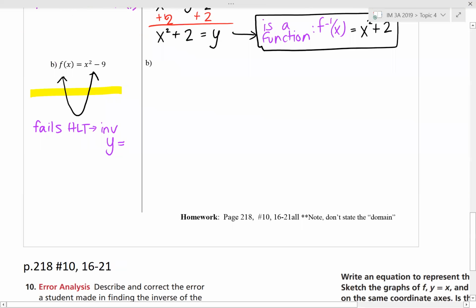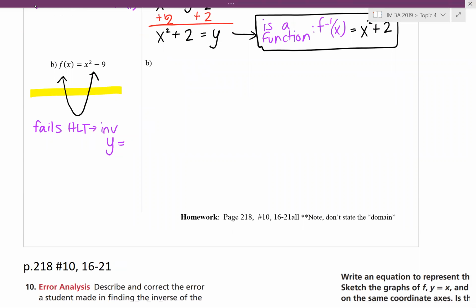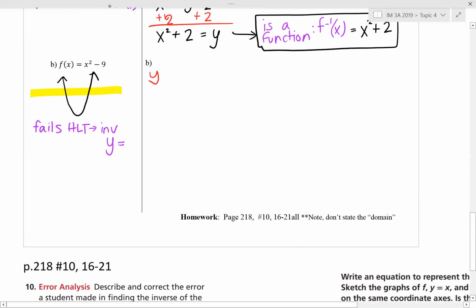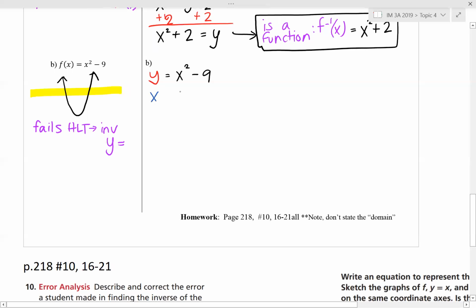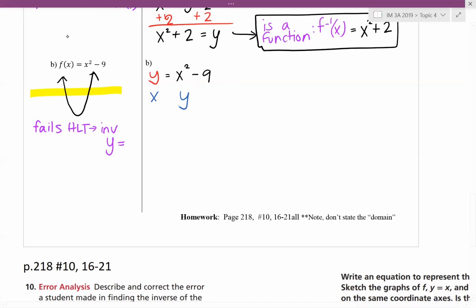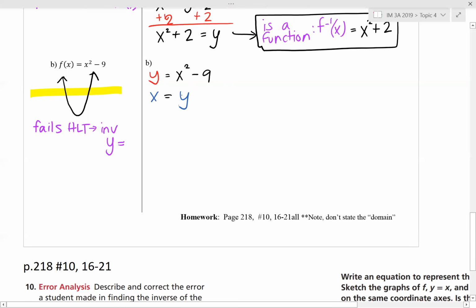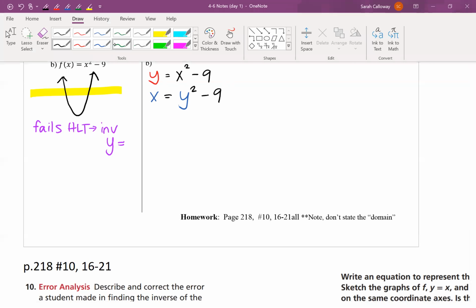So for the last one, we have x squared minus 9. We're going to change f of x to y. So y equals x squared minus 9. Then we want to switch the roles of x and y. So y is going to become x, and x is going to become y. So now we have x equals y squared minus 9. Our goal is to isolate y. So in this case, we want to add 9 to both sides.